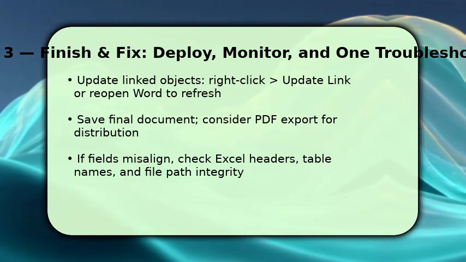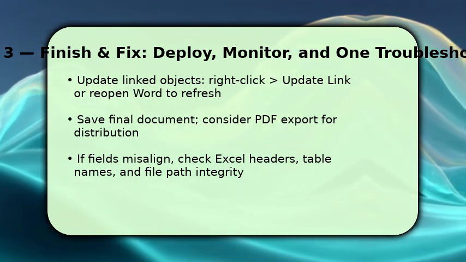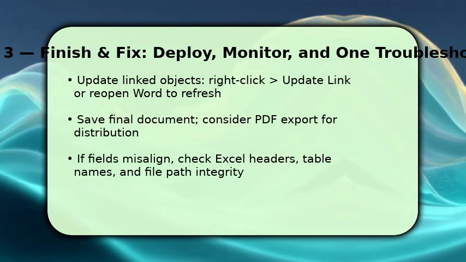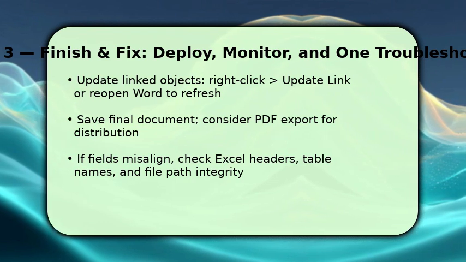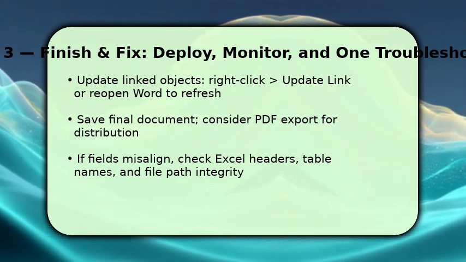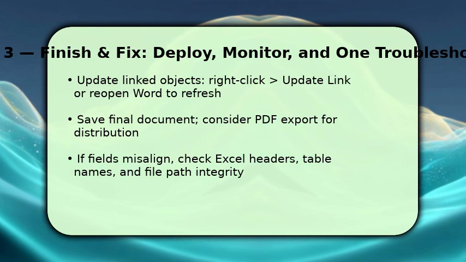If something goes wrong, inspect the Excel headers and table name first. Word depends on them to map fields. Also confirm the file path hasn't changed. If links break, re-establish the connection or reselect the table, and then refresh to resolve most issues.